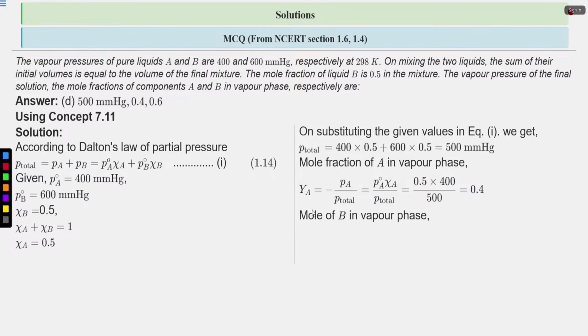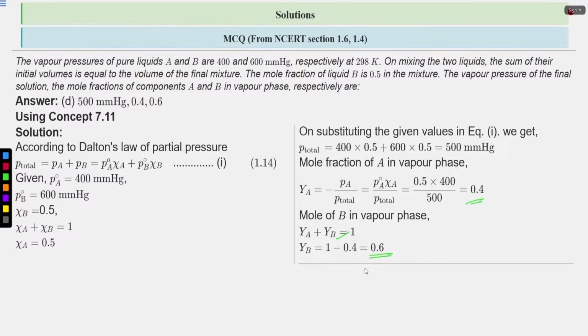And similarly, for the mole fraction of B in the vapor phase, you know that Ya plus Yb equals 1, right? The mole fractions of the components in a solution sum to 1. So if you know Ya, you can determine Yb. So Yb will be 1 minus 0.4, which is 0.6.